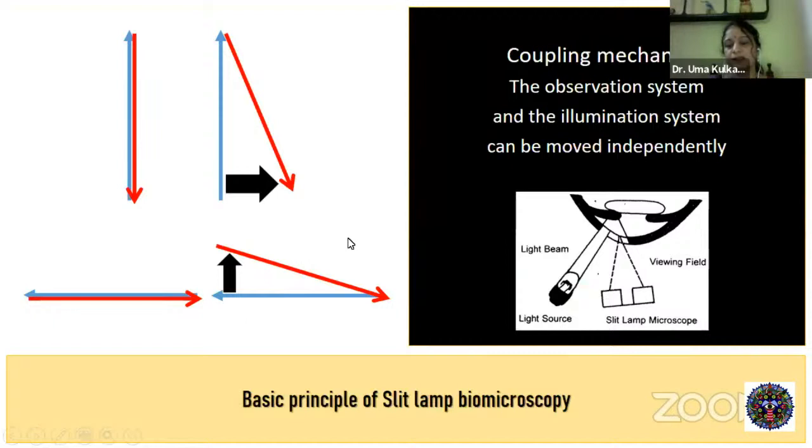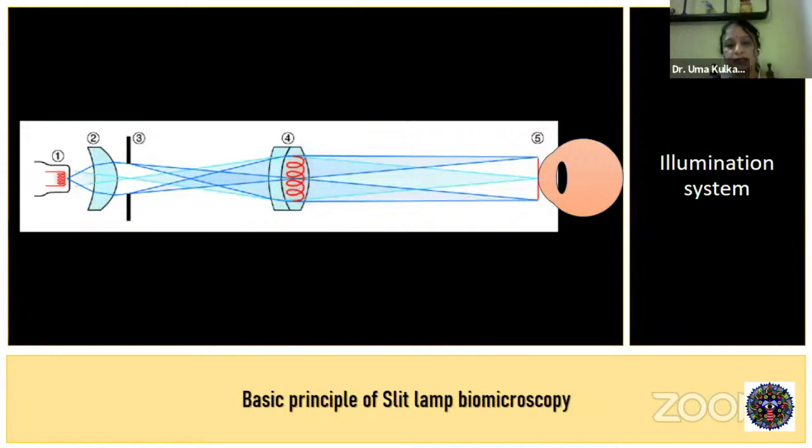It's actually a split lamp, where there's a splitting of the viewing beam and the illumination beam to get better imaging of the anterior chamber, the cornea, the iris, and the lens up to the anterior vitreous. We are able to see these only with the slit lamp. Here also there is a lot of optics, but very simplified. We'll see how the illumination is working here.